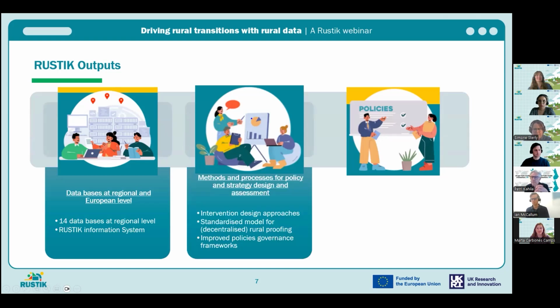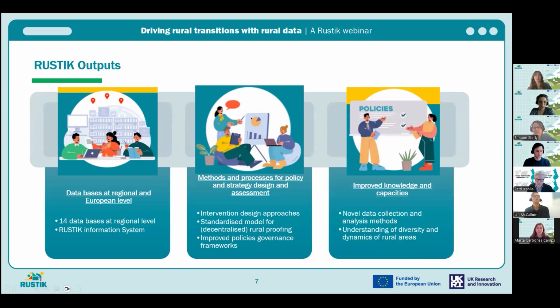Okay, no, yeah. We have promised to develop 3 types of outputs in the project. One type or one cluster is around data and data infrastructure. So we are developing 14 data sets at the regional level and the RUSTIK information system, and there will be an introduction to this today. The second cluster of outputs is around methods and processes for policy and strategy design and assessment.